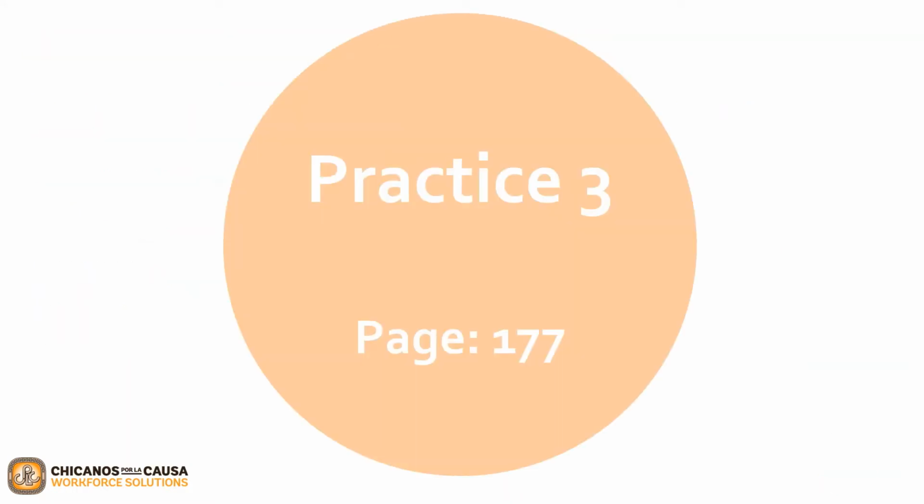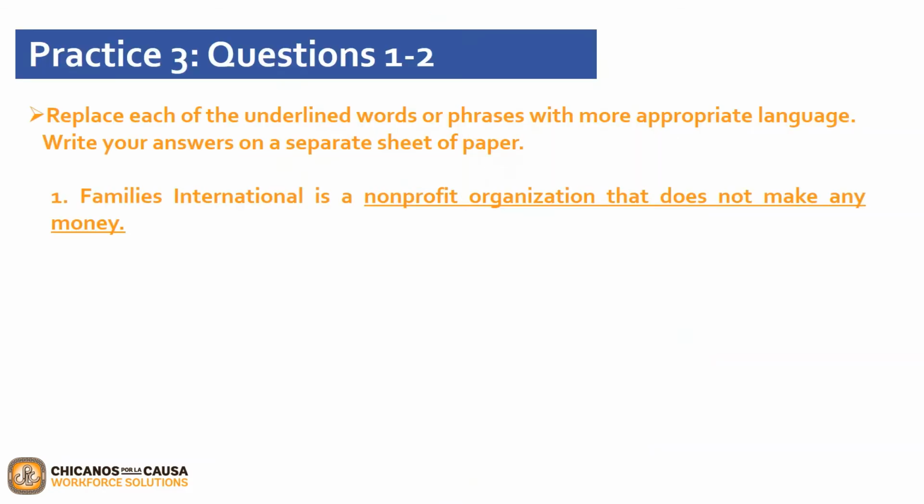Now that we've finished our third lesson, let's move along to practice 3 found on page 177. The first question states, Families International is a nonprofit organization that does not make any money. How would you rewrite this sentence with more appropriate language? The correct way you would write this sentence is, Family International is a nonprofit organization.